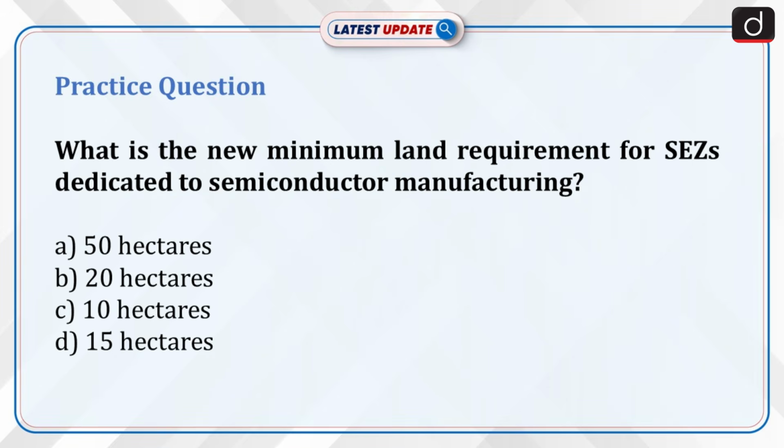It's time to test your knowledge. And the question is, what is the new minimum land requirement for SEZs dedicated to semiconductor manufacturing? A. 50 hectares. B. 20 hectares. C. 10 hectares. D. 15 hectares.